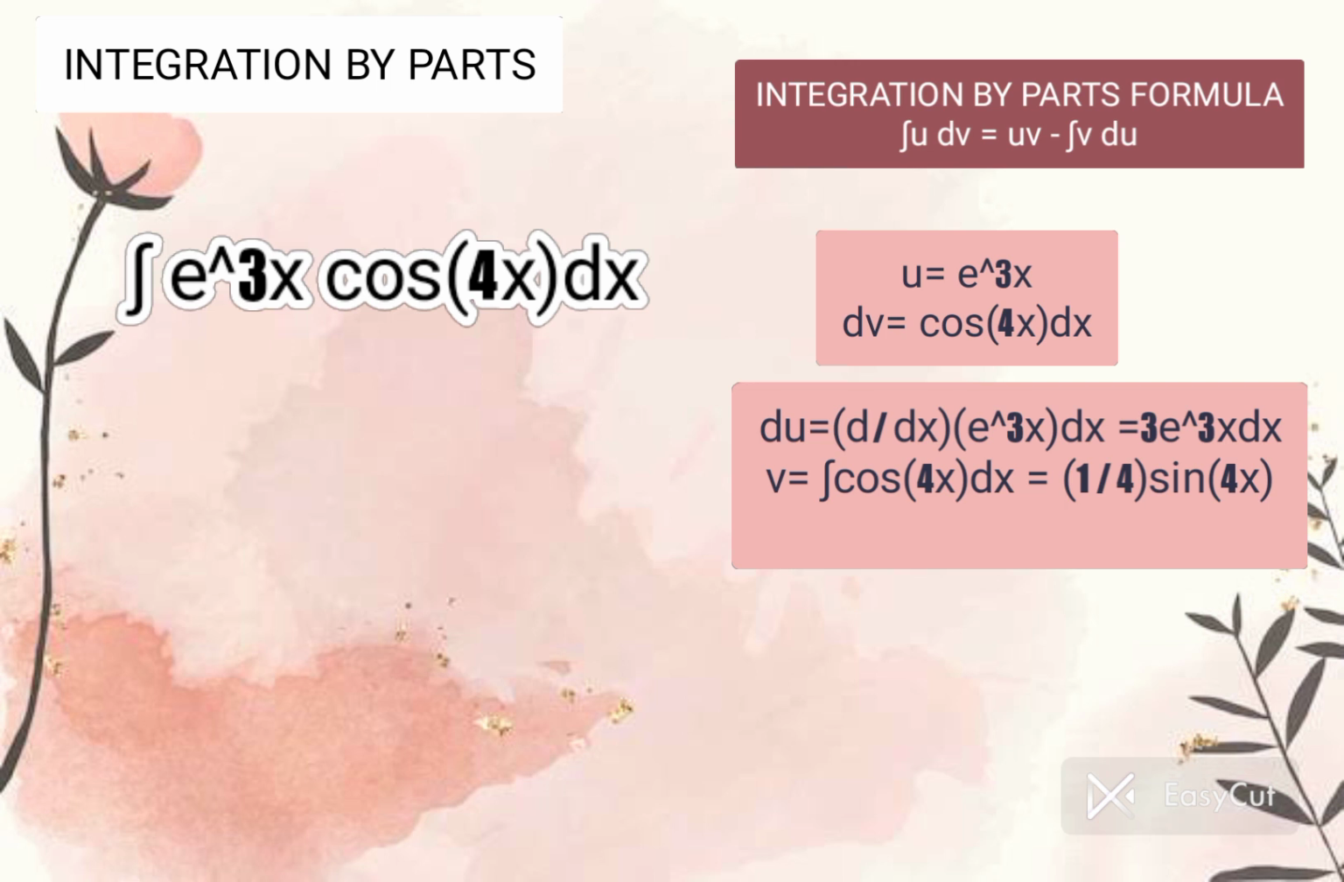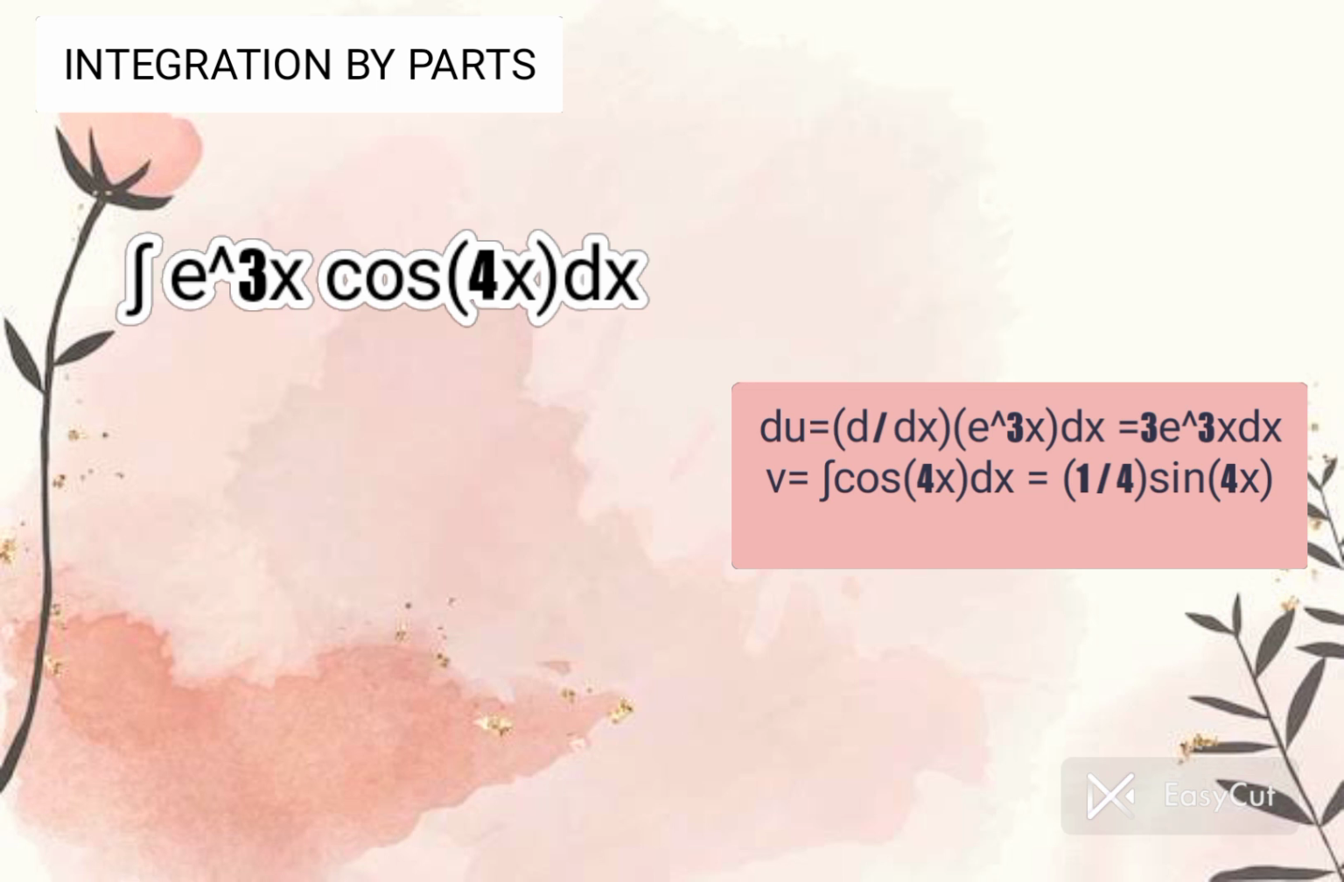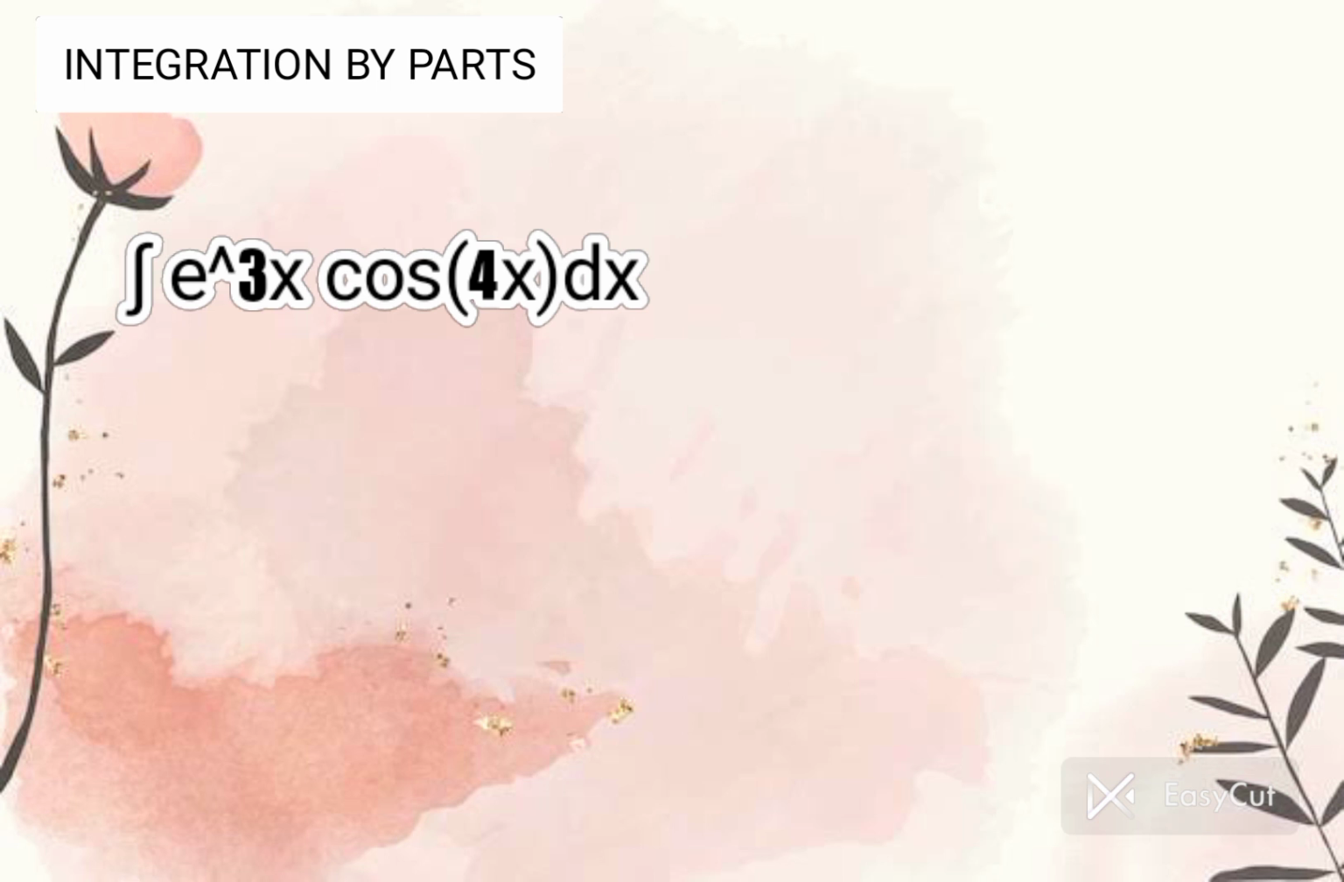Our du is equal to d over dx of e raised to 3x dx, which is 3e raised to 3x dx. Now, our v is equal to the integral of cosine 4x dx, which is 1 over 4 sine 4x. So now, we can apply the integration by parts formula.